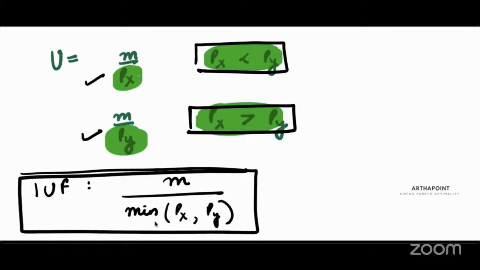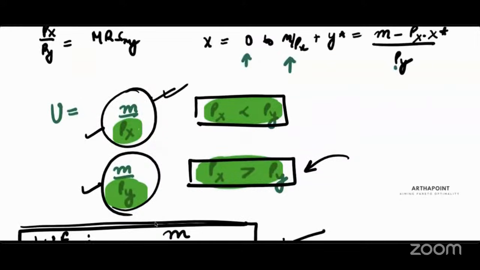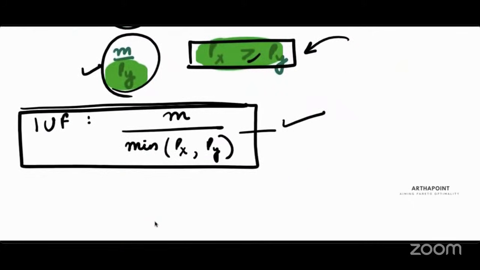When Px is less than Py, then min of Px and Py is Px, and I was getting this as the utility function, m by Px. When Py is less than Px, then min of Px, Py was coming as Py, and I was getting this as my utility function. And in the third case, it can be either of these. You can put an equal to sign here or here. That's fine. So your indirect utility function precisely can be written as m by min of Px, Py.